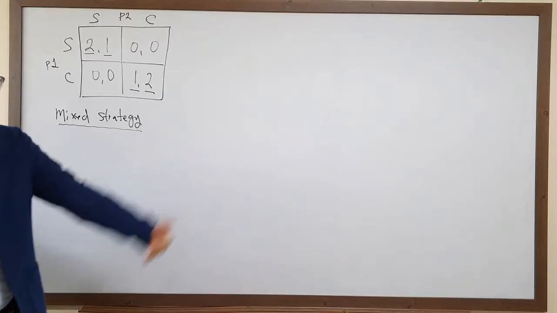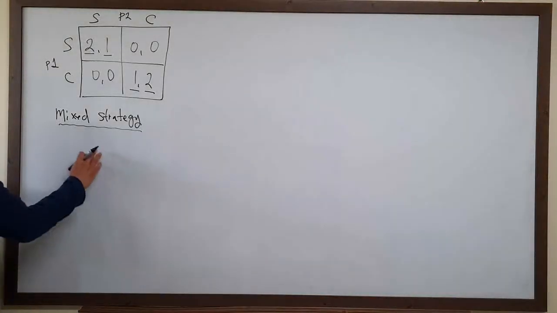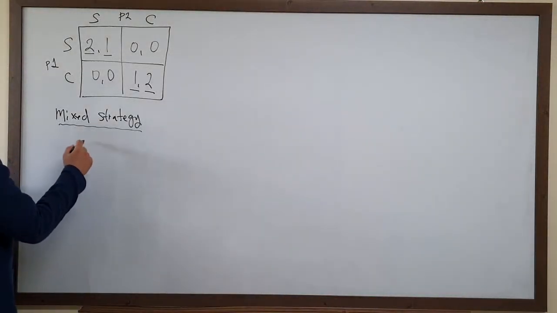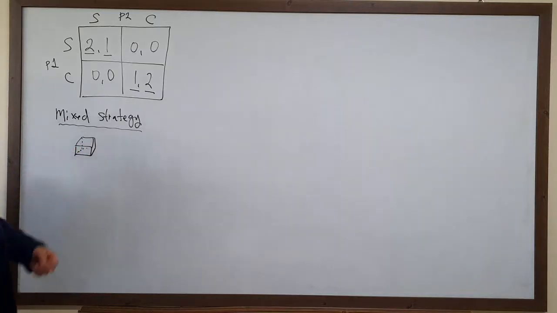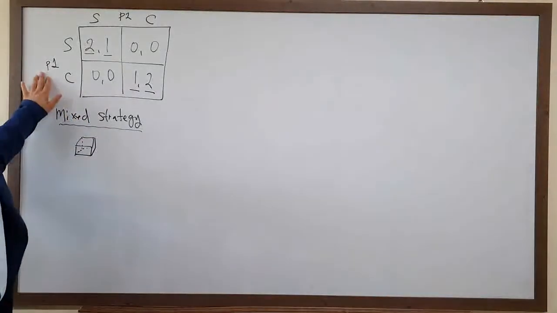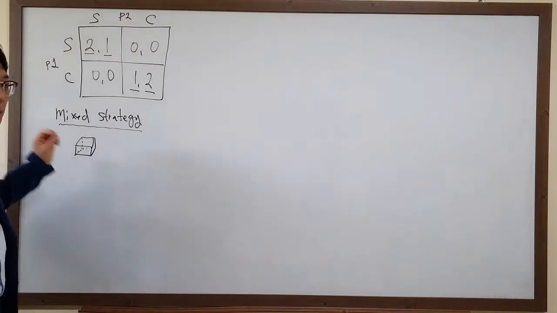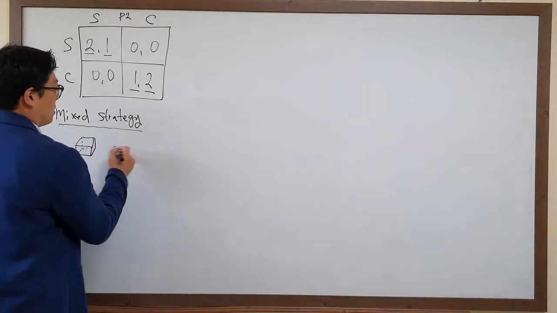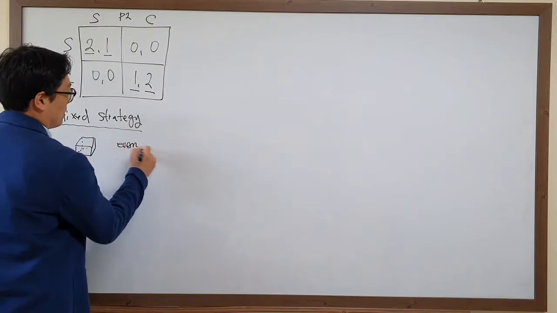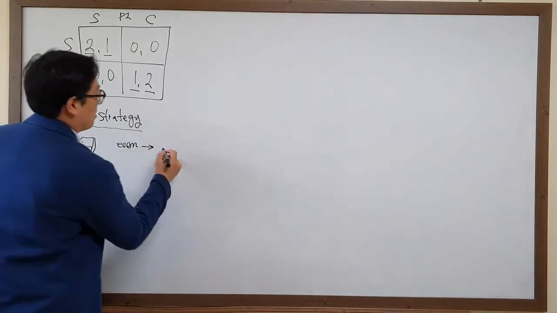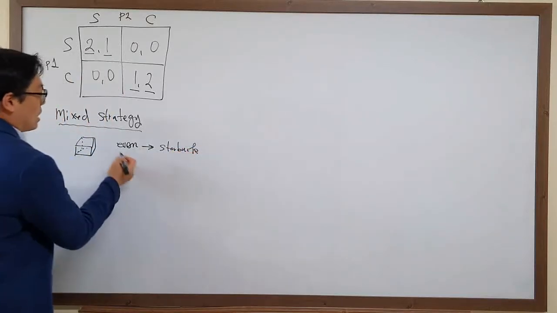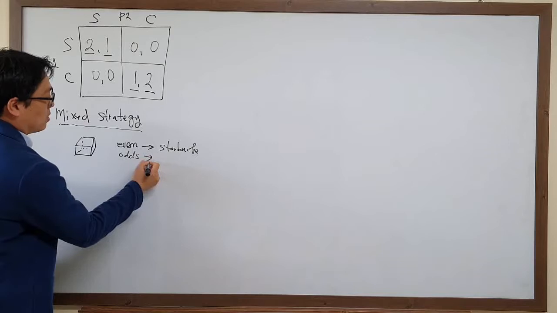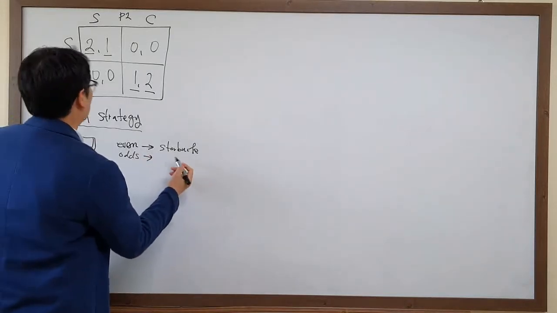Just go, okay? However, think like this. Here is a dice. After rolling a dice, player 1 decides: if the number is even, then go to Starbucks. If the number is odd, then I'm going to Coffee Bean.